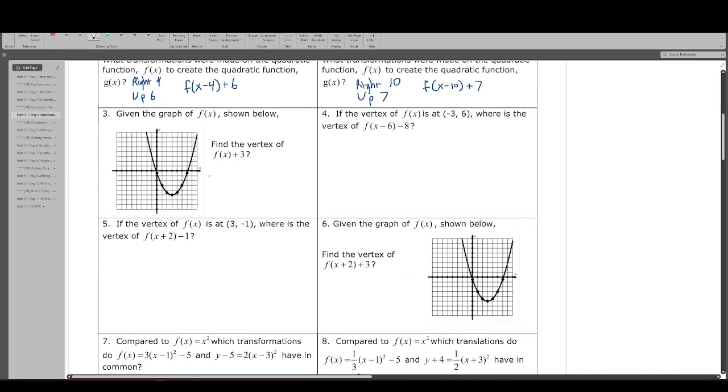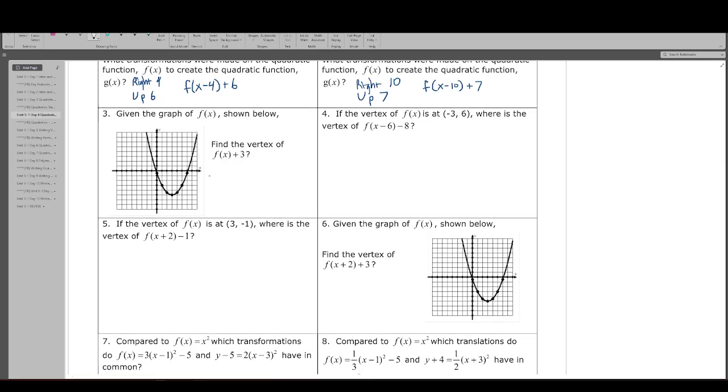All right, number 3, given the graph of f of x, find the vertex if we do f of x plus 3. So remember, this means up 3. There's no left or right because there's nothing with the x in the parentheses.